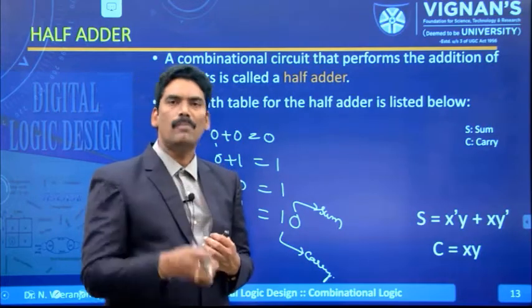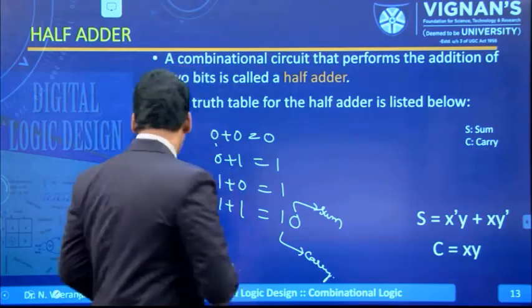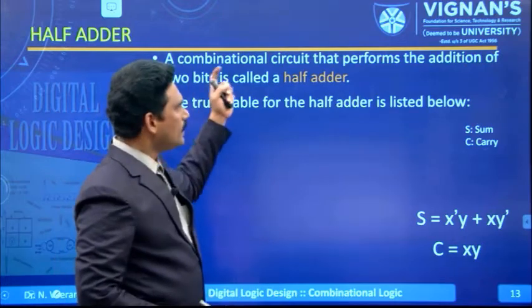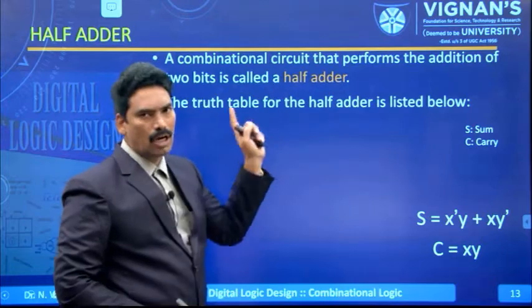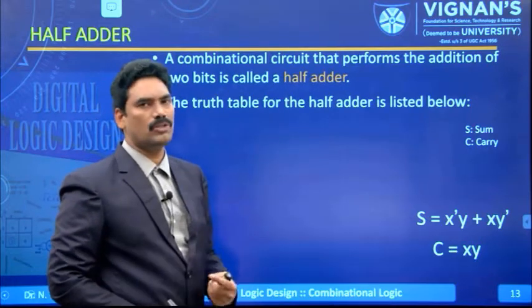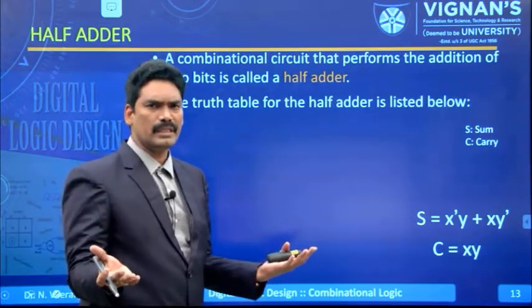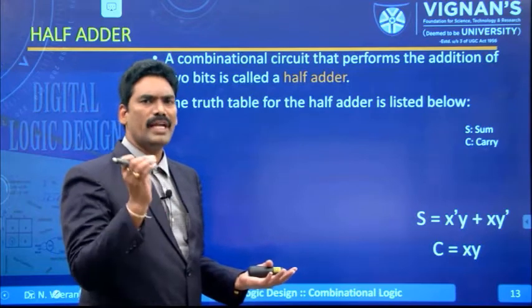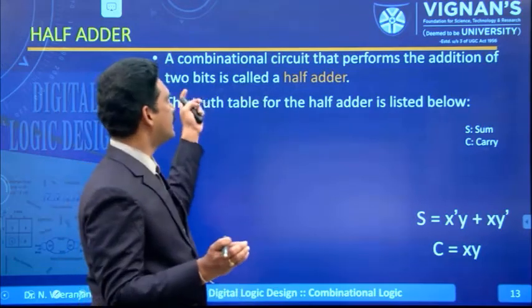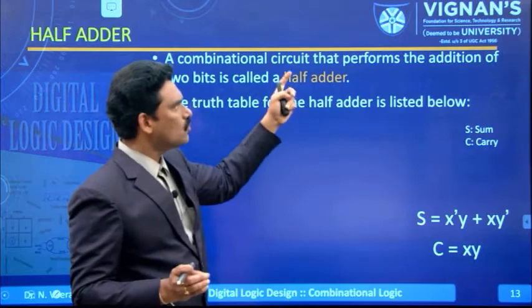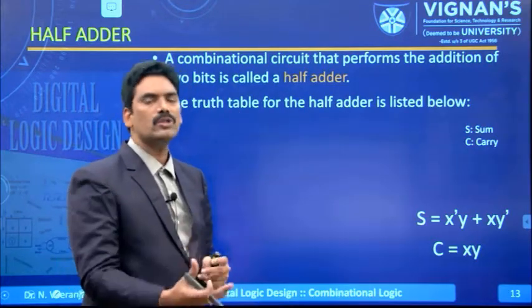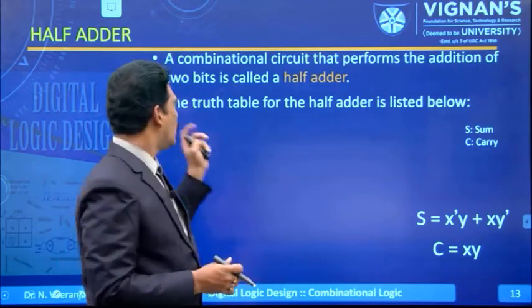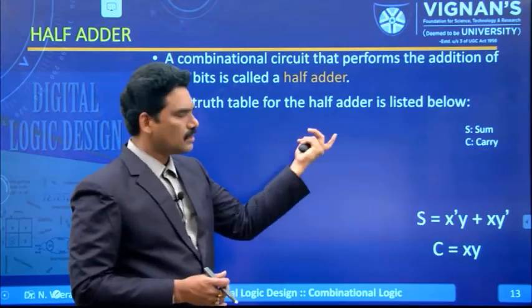Now, what is the problem statement? The statement is, a combination circuit that performs the addition of 2 bits is called a half adder. This is our problem statement. Is the problem statement clear? Yes. To perform addition on 2 binary digits. A combination circuit that performs addition of 2 bits is called a half adder. We are going to design a half adder now. The truth table for the half adder is listed below.